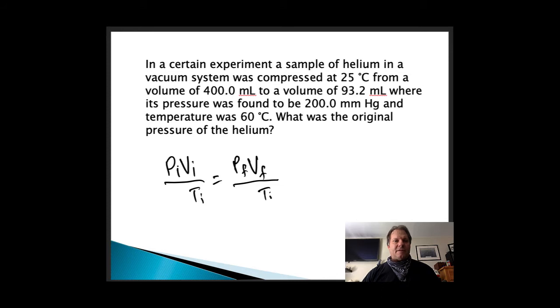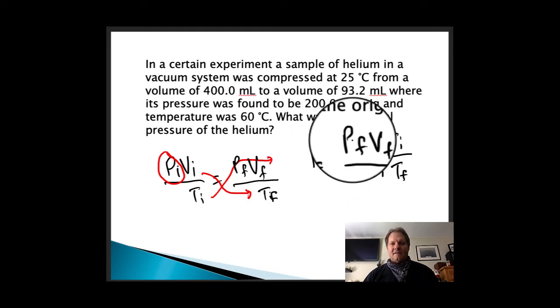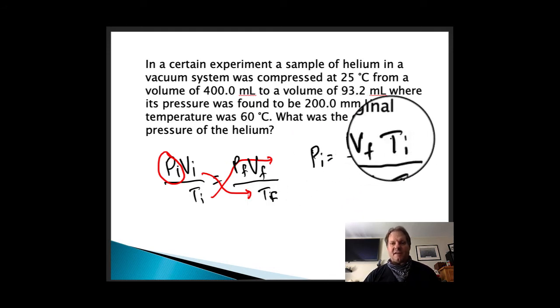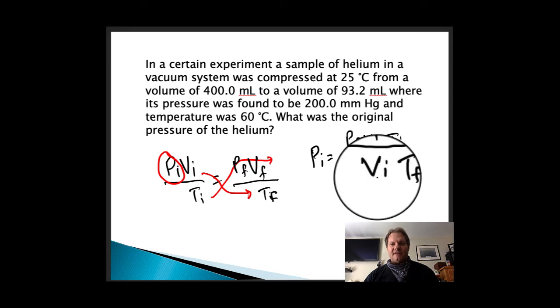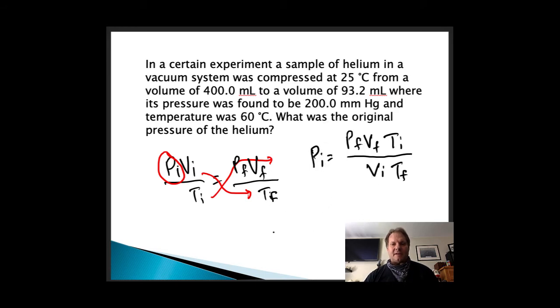I'm looking for the original pressure of the system. So when I want to isolate a variable, I simply move the other variables to the other side. Unless that variable is in the denominator, then I would move it first to the other side. We end up with initial pressure equaling final pressure times final volume times initial temperature divided by initial volume times final temperature. Now it's just plug and play.